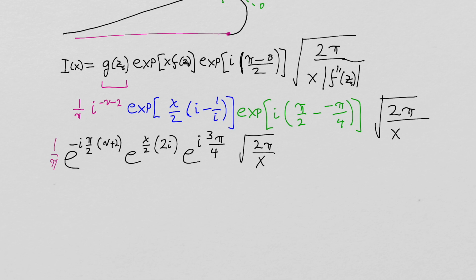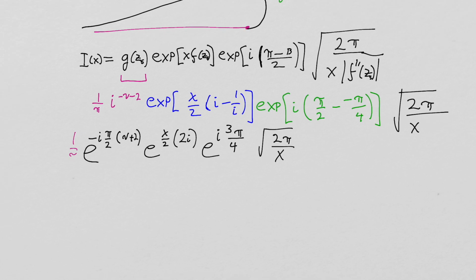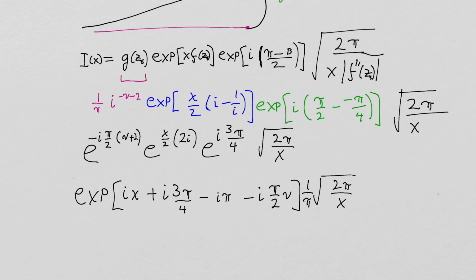So then what do we do? So then there's this guy, x over 2. Well, i minus 1 over i is just 2i. So you have this 2i here. And here you see this 3 over 4 pi. So that's this guy. Pi over 2 minus pi over 4 is i to the 3 pi over 4. And then you have the factor there. And what's our next step? Let's see. The next step is this thing.